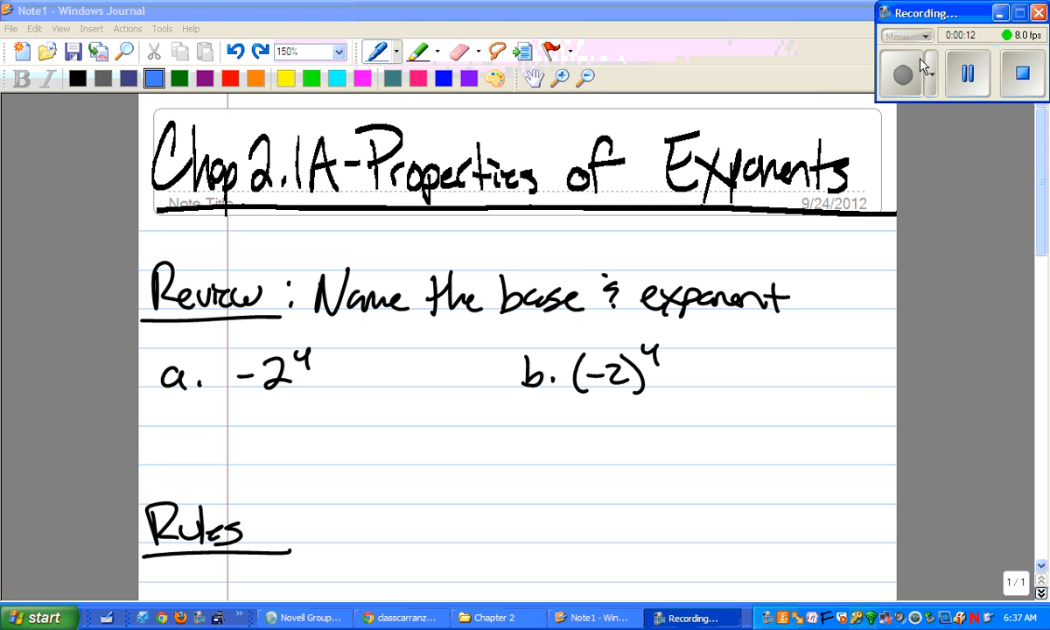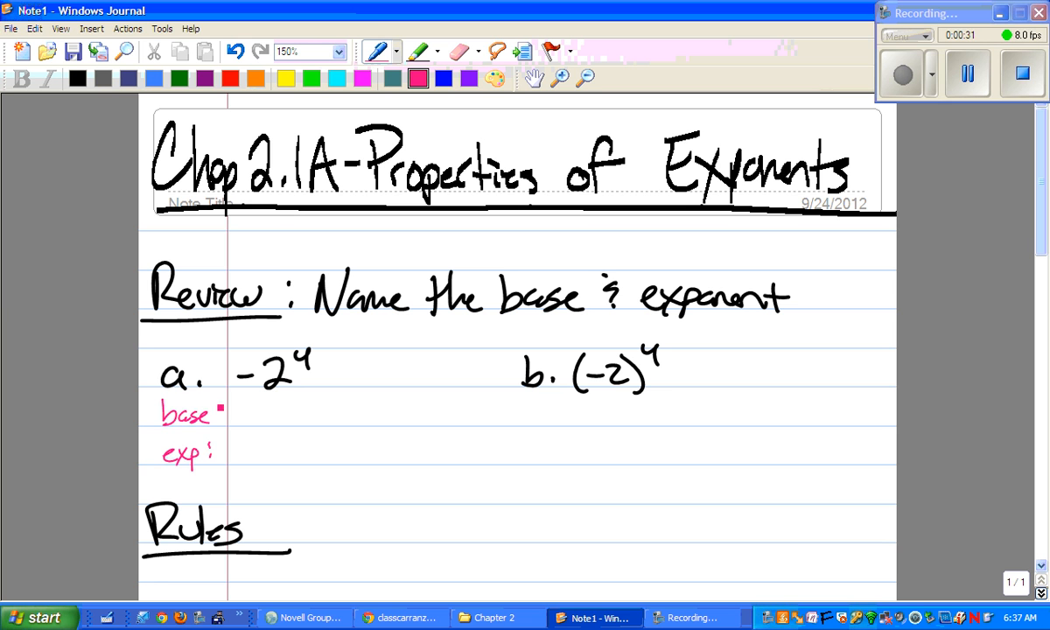Today we're going to be talking about exponents and all the different rules that apply to them. So before we get started, let's do a little review where you have to name the base and the exponent. For A, what is the base? What is the exponent? The exponent you might get right away. The exponent is 4. Now the base, it's the tricky part. It is what is directly attached to the exponent.